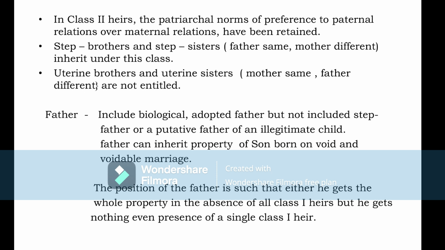But father can inherit the property of a son born of void or voidable marriages. Children born out of void or voidable marriages are treated as legitimate children. So the children take a share in the father's property, and similarly, father also takes a share from the son's property. The position of the father is that either he gets the whole property in the absence of class 1 heirs, but he gets nothing even in the presence of a single class 1 heir.